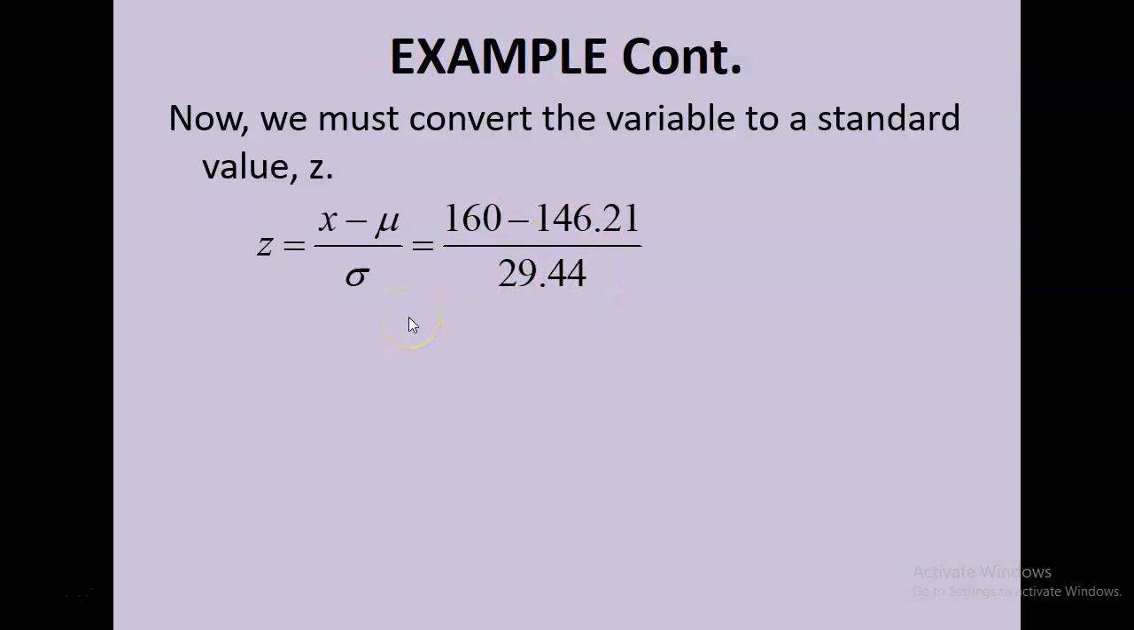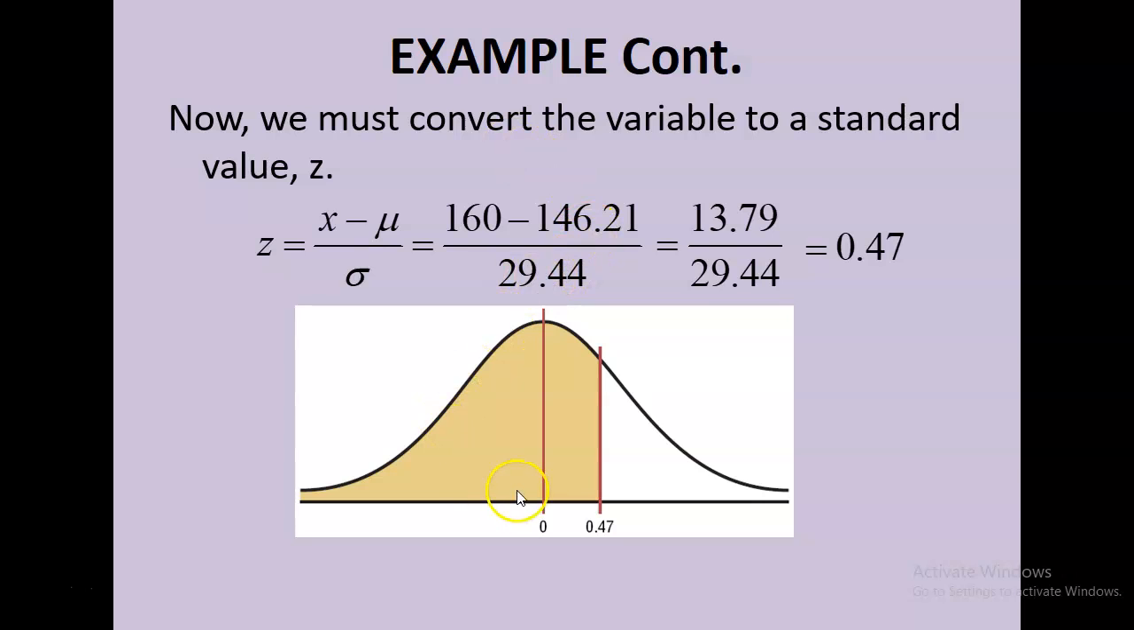Now, you've got to be careful. If you punch that in the calculator all at once, you're going to want to put parentheses around this, because if you don't, it's going to follow the order of operations and not get you the right value. So 160 minus 146.21 is 13.79. And when we divide that out, we find that we have a z-score of 0.47. So we said that we were a little bit above that mean, and in this case, we're 0.47 standard deviations above the mean of 146.21. So that is our z-score.